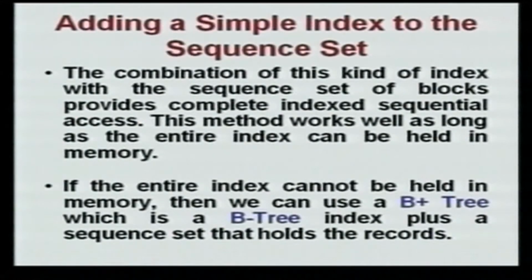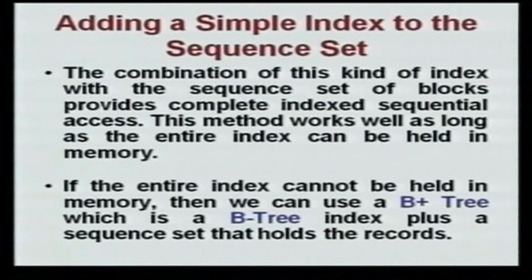This method works well as long as the entire index can be stored in memory. Remember, we are talking about hundreds of thousands of records. So, even if you have blocks, depending on the block size, the number of indexes to these blocks is going to be very large, and we assume that the index can be stored in the main memory. If the entire index cannot be stored in the main memory, then we use a B plus tree and B tree plus a sequence set which holds the records, and this is what we are going to talk about when we talk about B tree. Now, let us take a small break.